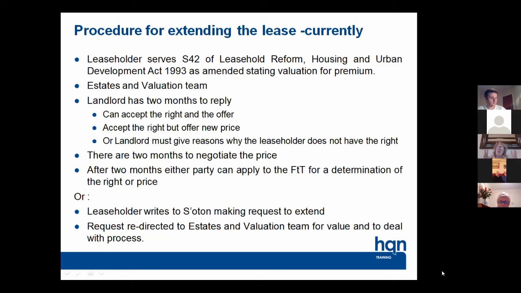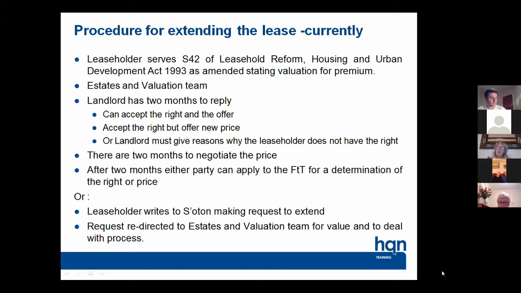But you should know that the landlord, Southampton, has 2 months to respond to your Section 42 notice, and they can accept or deny your offer, that premium that you're offering, but they could offer you a new price and give you reasons why they don't like your price. There are timescales under the legislation for you to negotiate the price. And as I say, if within those 2 month timescales you can't agree, then you go off to the FTT.